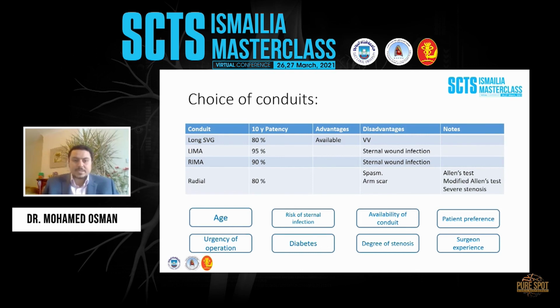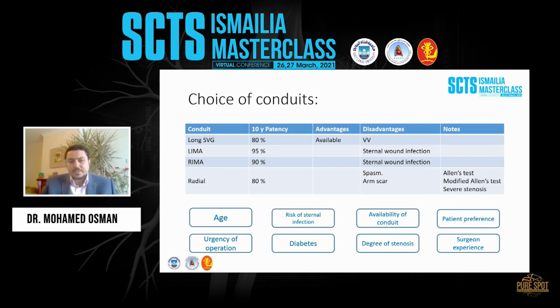Now I'm going quickly to discuss the advantages and disadvantages of each graft. So the long saphenous vein graft has an 80% 10 years patency. It's an available conduit, but on the other hand, as I mentioned, we can't use it if there's a severe form of varicose veins. The left internal mammary artery is a superior graft, has a 95% 10 years patency, but again, when we use a pedicled left internal mammary artery, the risk of sternal wound infection is higher.